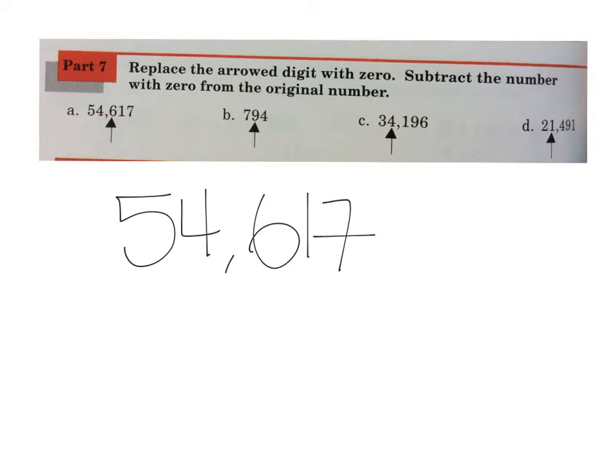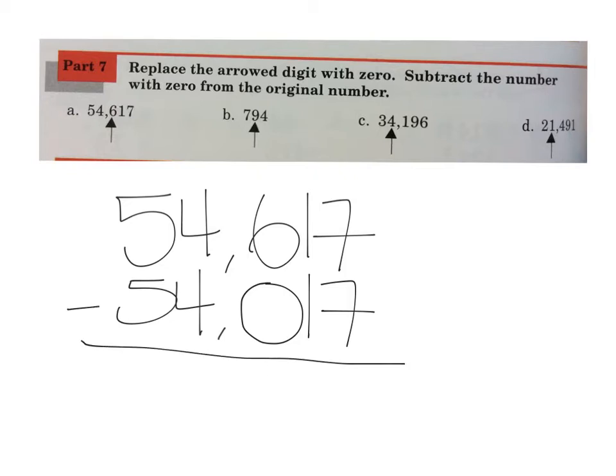And now, in order to figure out what it's worth, I'm going to rewrite the same number, but the one that has the arrow there, I'm going to change that to 0. So this one doesn't change. But now, since this is the one that is the arrowed, I'm going to write it as a 0. And then the rest of the numbers don't change. So then I'm going to set it up as a subtraction problem.